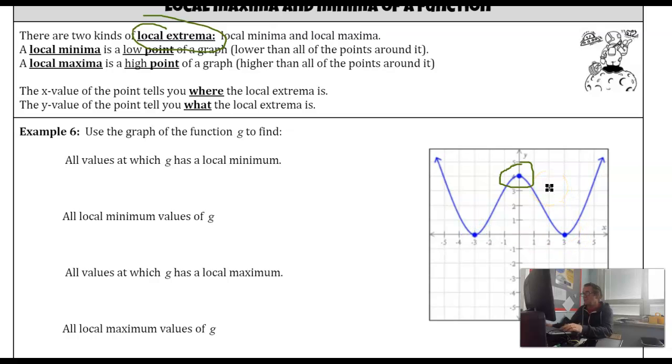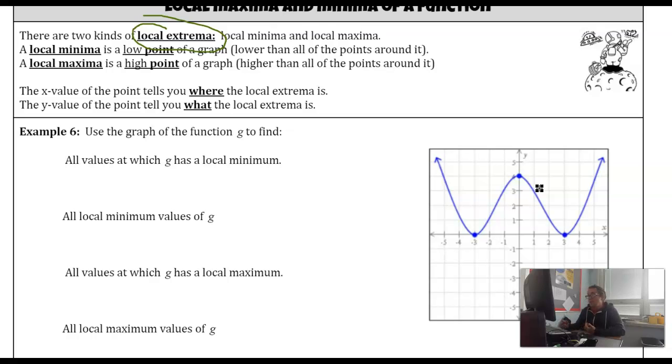It's just basically a local maximum is a point that's higher than all the points around it, and a local minimum is lower than all the points around it. Maybe not the lowest point on the graph altogether, but if you just go to the left and to the right of that point, it's the lowest one around. That's what we mean by local max and local min.